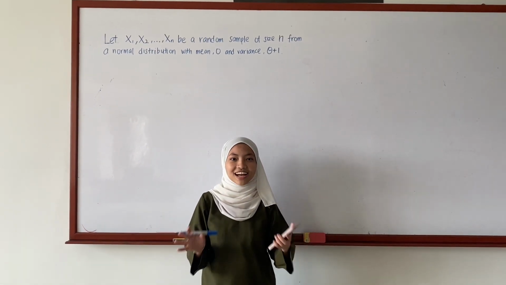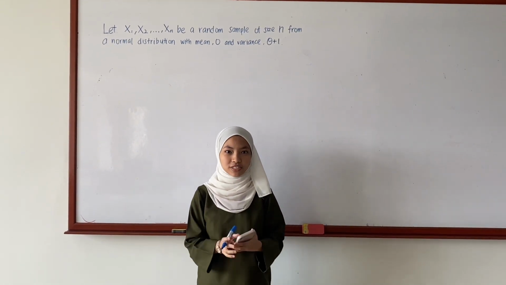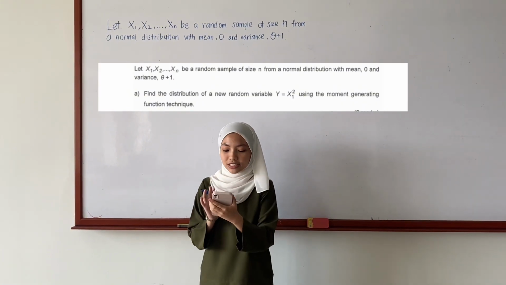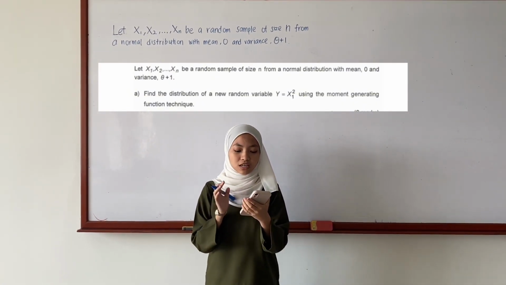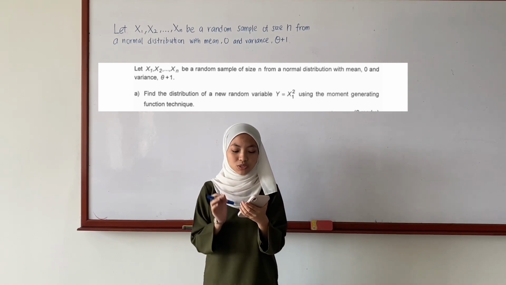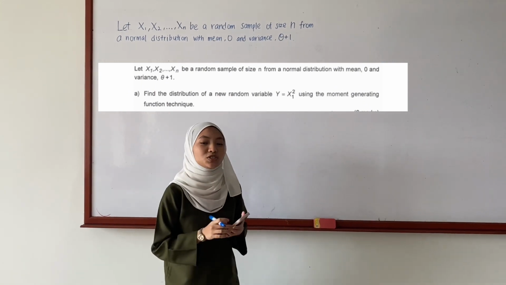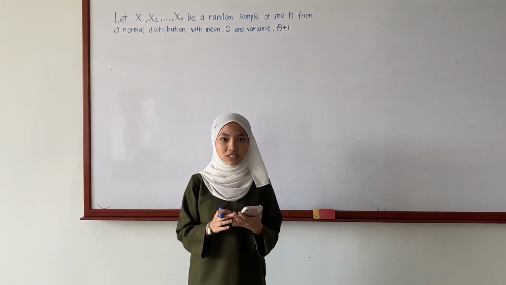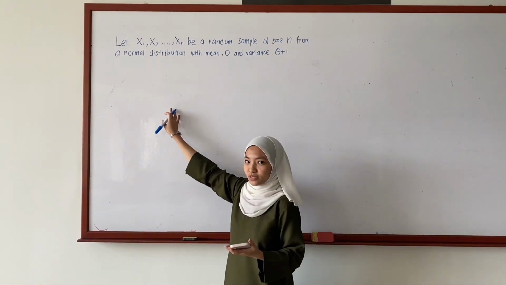So students, are you ready? Yes! Now, let us look at the first question. The first question is: find the distribution of a new random variable Y, chi-square with 1 degree of freedom, using the moment generating function technique. For this question, we need to use the MGF of the normal distribution. Why do we need to use the normal distribution? It is because the question is stated from a normal distribution.